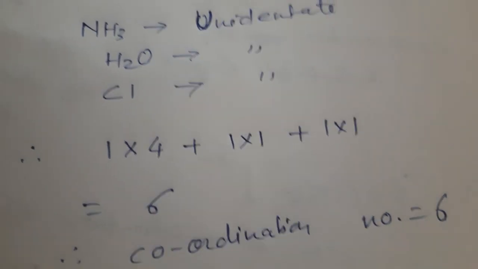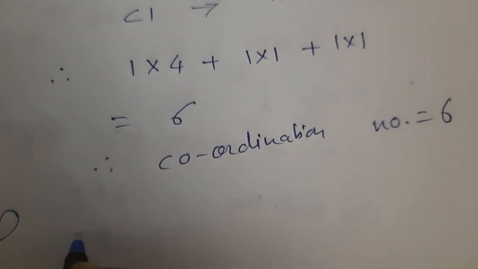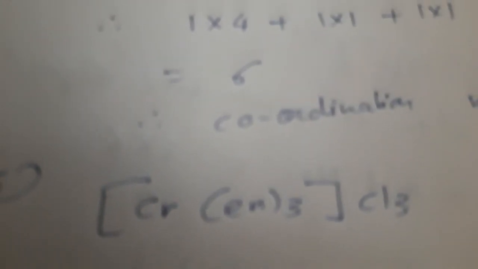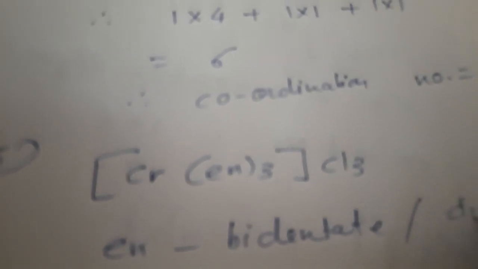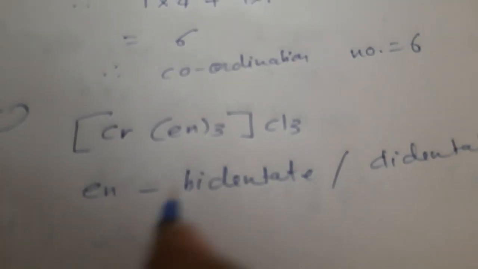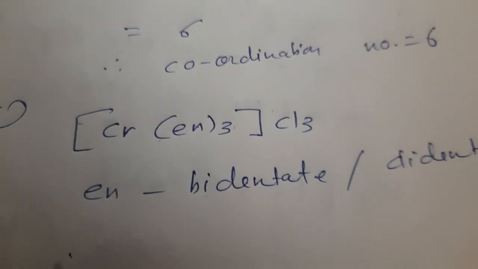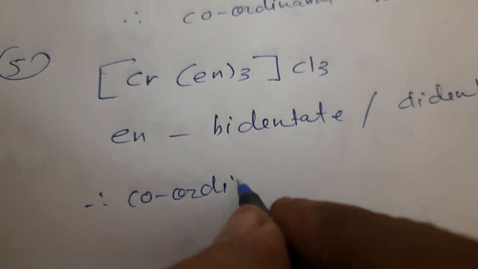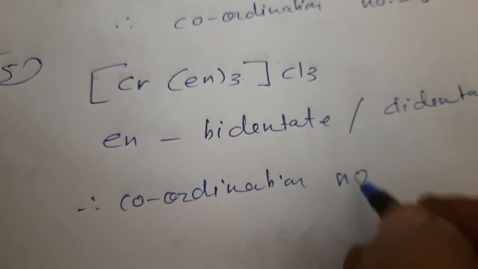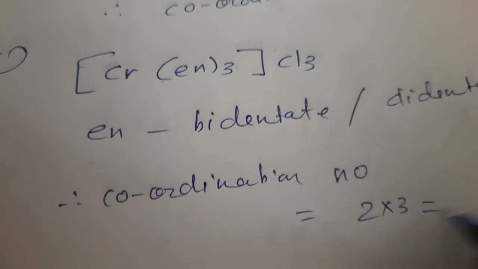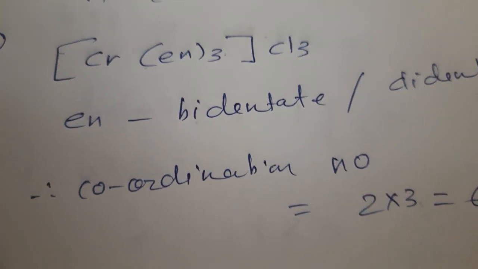एक और एग्जाम्पल बताऊँ अगर मैं तुम्हें तो [Cr(en)3]Cl3. En means bidentate ligand, didentate or bidentate, whatever you want to write. Okay, so what will happen here? कितने हैं? 3. So 2 into 3 is 6. Therefore coordination number is equal to 2 into 3 is equal to 6. So here also coordination number will be 6.